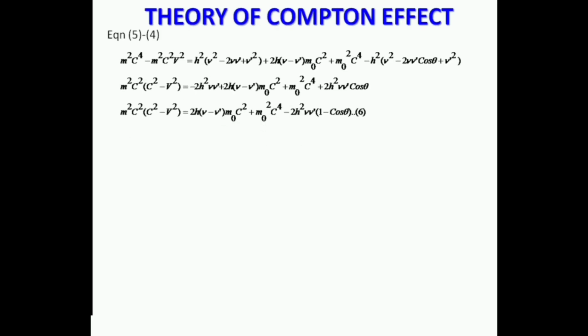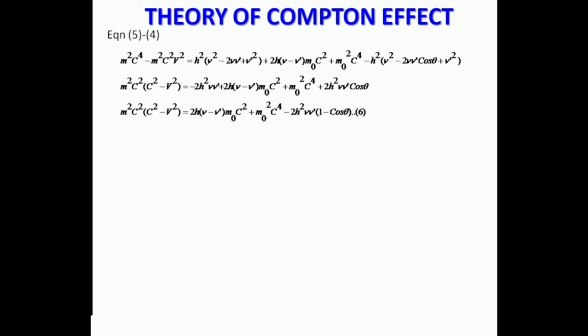So subtracting equation 4 from equation 5, we have m square c4 minus m square c square v square equals h square (nu square minus 2 nu nu prime plus nu prime square) plus 2h(nu minus nu prime) m naught c square plus m naught square c4 minus h square (nu square minus 2 nu nu prime cos theta plus nu prime square). Taking m square c square common, we get m square c square (c square minus v square) equals 2h(nu minus nu prime) m naught c square plus m naught square c4 minus 2h square nu nu prime (1 minus cos theta), which is equation 6.